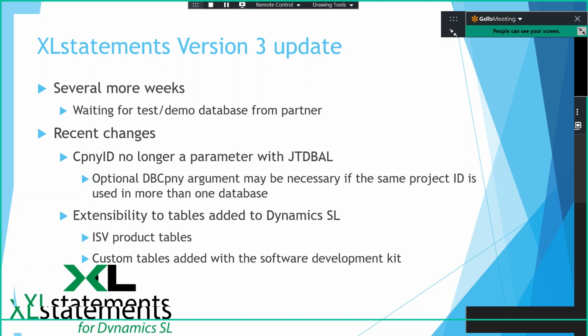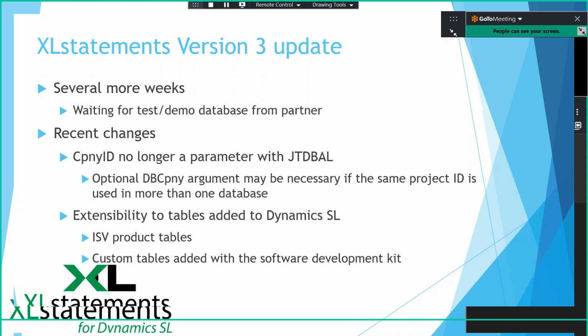So we have an optional parameter that won't filter by company, but you're just telling Excel Statements what database to use by giving it a company ID. And you don't need to use that even if you have multiple companies or even multiple databases, unless you're using the same project ID across more than one database. If you have multiple project companies in the same database, you cannot use the same project ID in more than one of those companies. And so this just bypasses all of that. And so that's kind of neat now.